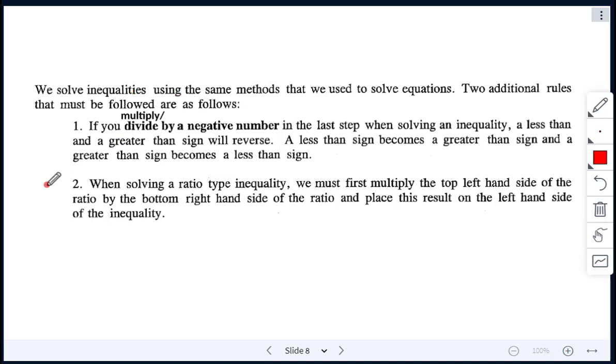The last rule we've already kind of talked about when we were looking at ratio type equations. When we have a ratio type inequality, you're still multiplying top left by the bottom right, and you're going to place that onto the left side of the inequality. And then you would multiply the top right with the bottom left and put that on the right side of the inequality.